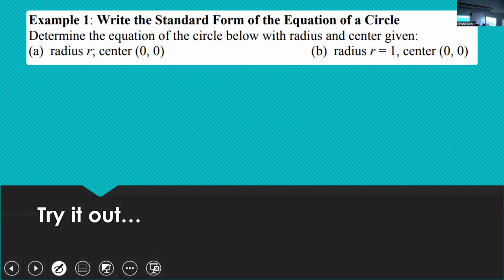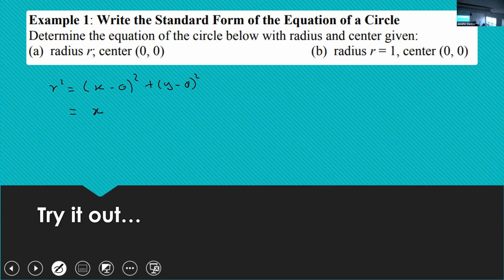Standard form of the equation of a circle with radius r, center 0, 0. r squared equals, right? That's how I start my equation. Parenthesis, x minus what? 0. Parenthesis squared plus, what goes next? y minus 0. Perfect. Parenthesis squared. Do I need to keep those zeros in there? Nope.